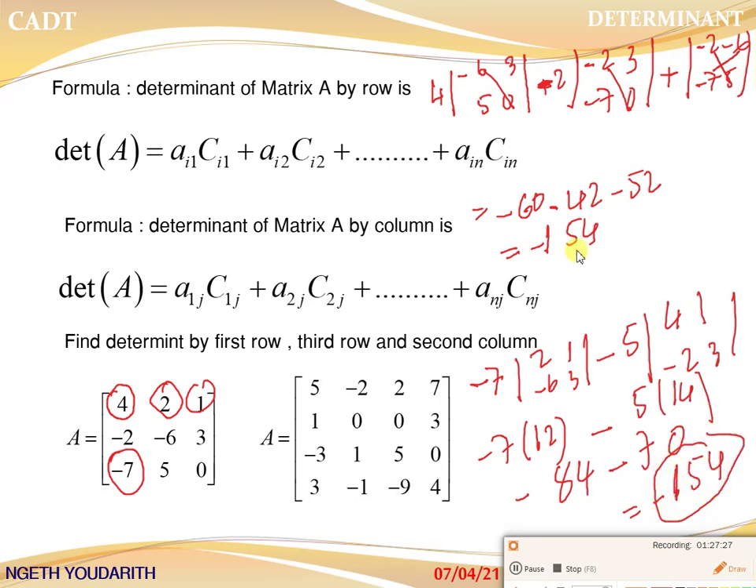This is the same. So we can take other row or other column, but the value of the determinant is the same. So we get minus 154, the same. We can calculate it from about the row or about the column, but the value of the determinant is the same. It is not changed. It is the same value.